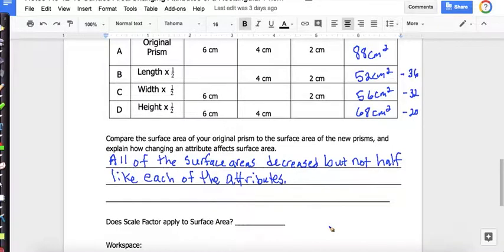But surface area? Nope. So does scale factor apply to surface area? Meaning, if I take half of the length, is the surface area going to be cut in half? No. So scale factor does not apply to surface area. Does it apply to volume? Yes.